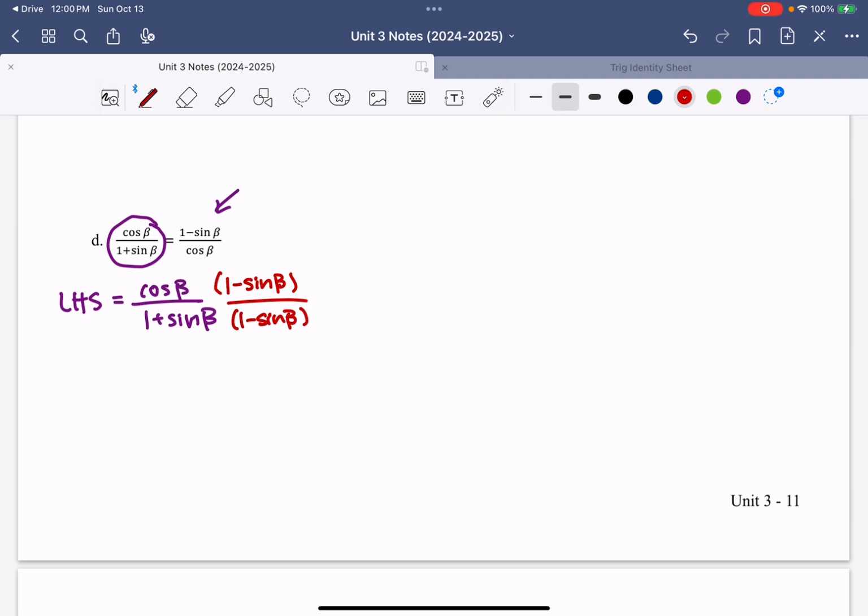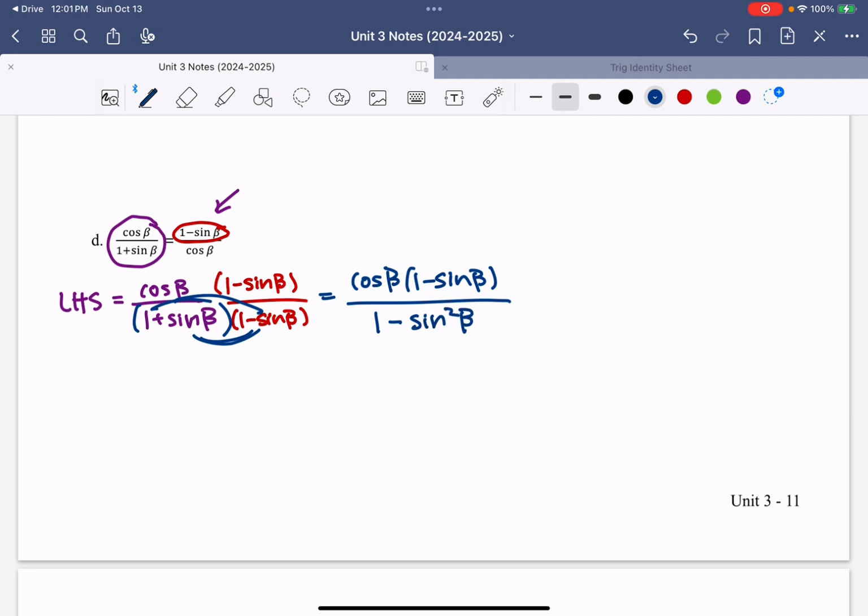And I see that that might be a good first step because look at what I'm introducing in the numerator. I'm introducing a 1 minus sine beta. Okay? So when I go about simplifying this, in my numerator, I'm going to have a cosine beta over 1 minus sine beta. And in the denominator, I have a 1 plus sine beta times 1 minus sine beta. So if I were to distribute this and then combine my like terms, that's a difference of squares. So I'm going to have a 1 minus sine squared beta.